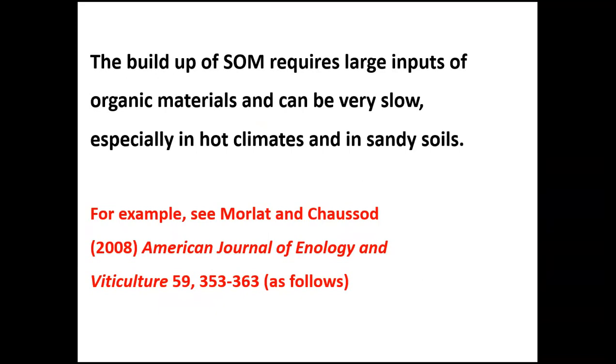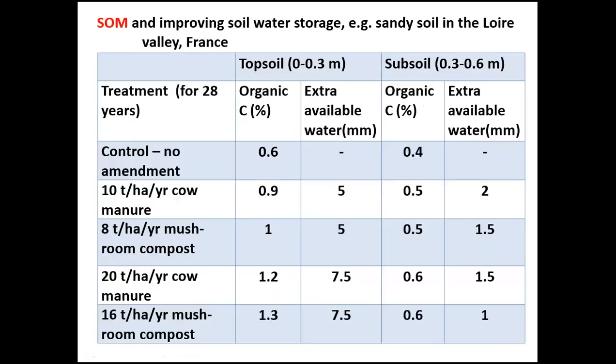Now, building up soil organic matter, which is what cover crops can do, and manures and compost, does require large inputs of organic materials and can be slow, particularly in hot climates and on sandy soils. And I'll give you an example of this from France in the sandy soil in the Loire Valley, where they carried out an experiment with composts and manure over 28 years on a soil which was originally very low in organic carbon. You can see that 0.6%.